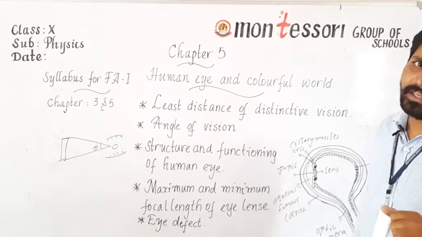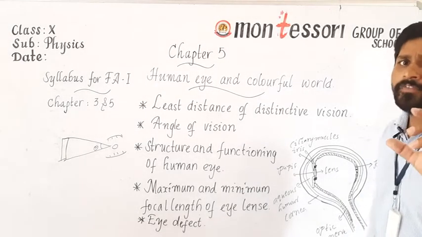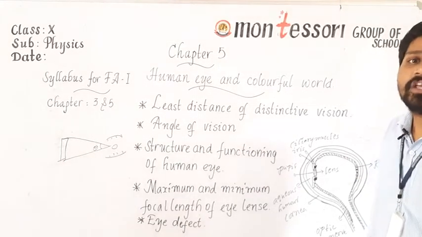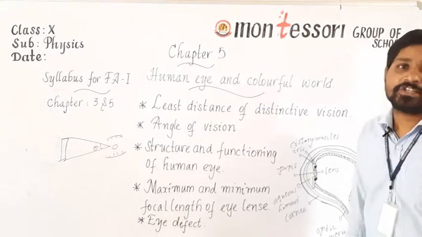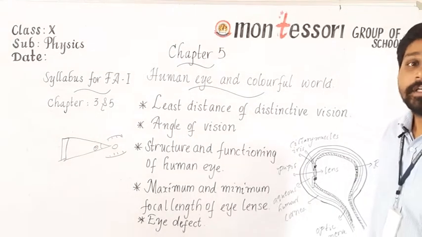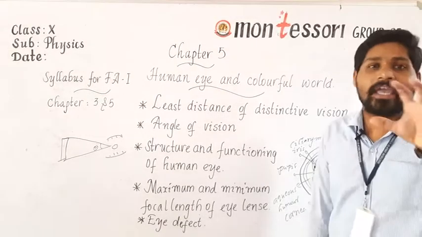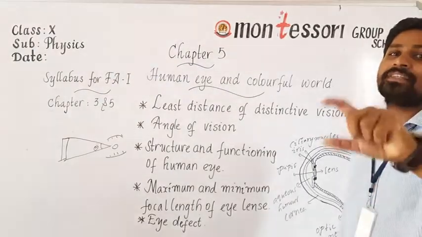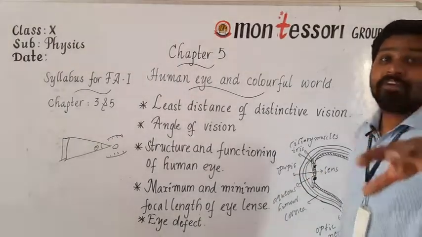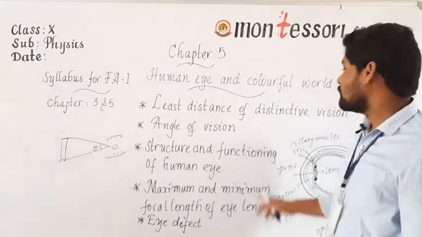So one thing is there. In order to get a constant image distance for different positions of the object, we have to change the focal length of the eye lens. How can we change the focal length? If you want to change the focal length, then you have to change the radius of curvature. How can we change the radius of curvature? We have to change the shape of the eye lens. How can we change the shape of the eye lens? Yes, with the help of ciliary muscles.